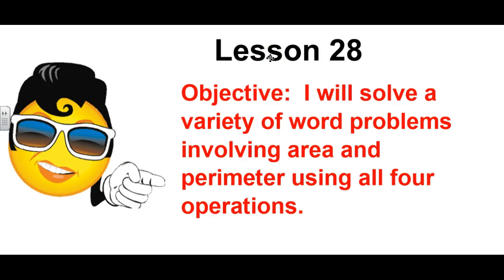Your objective for lesson 28 is: I will solve a variety of word problems involving area and perimeter using all 4 operations. And this is going to be our learning target for lesson 28 and lesson 29. It's just solving lots of word problems that involve area and perimeter. So we're using everything that we've learned about area and perimeter to solve a bunch of word problems.